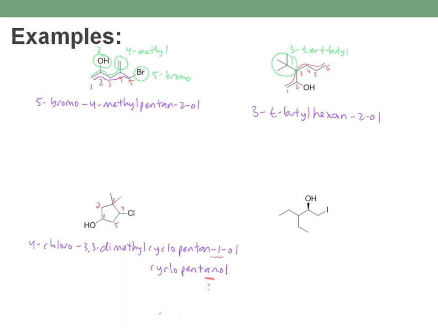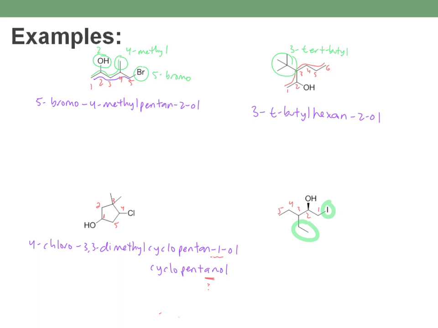So the same rules apply, nothing really different. You just need to make sure if something has RS configuration that you say if it's R or S. And so in this case, my parent would be 1, 2, 3, 4, 5. And then it looks like here I've got an ethyl group and an iodo group.